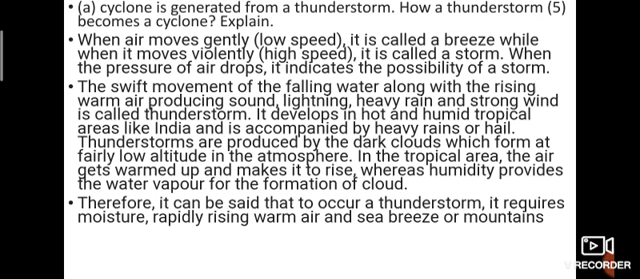When the pressure of air drops, it indicates the possibility of a storm. The shift movement of the falling water along with the rising warm air, producing sound, lightning, heavy rain and strong wind, is called a thunderstorm. It develops in hot and humid tropical areas like India and is accompanied by heavy rains or hail.